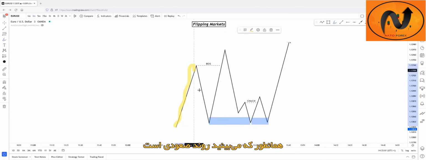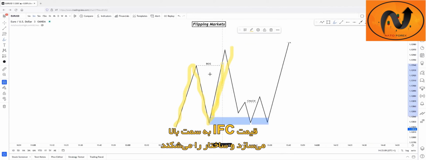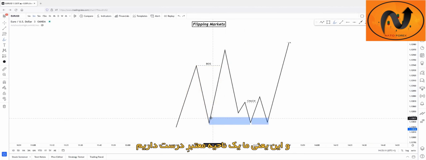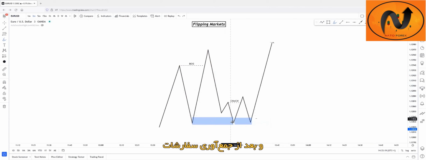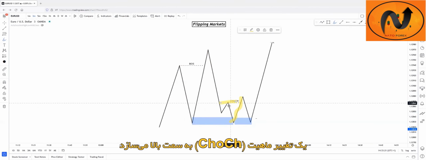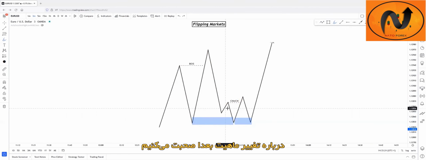So as you can see, price is moving in an uptrend, creating inefficient movements to the upside and breaking structures. So this means we will have a valid demand zone. Price came back down to mitigate this zone, collected the orders, and after the order collection, it created a change of character to the upside. So we will talk about change of characters later, but as I said earlier, if a change of character happens, price will automatically create a new zone.